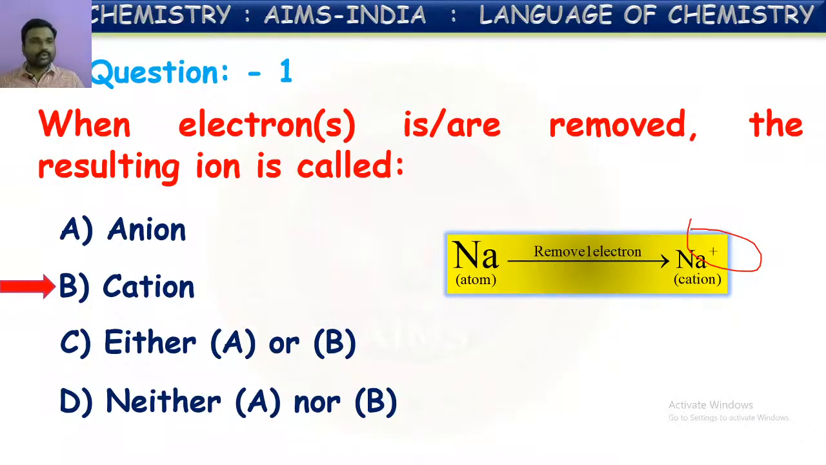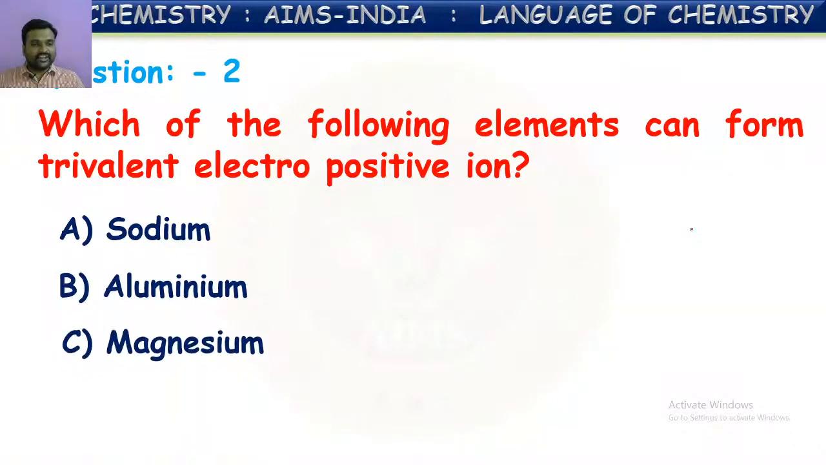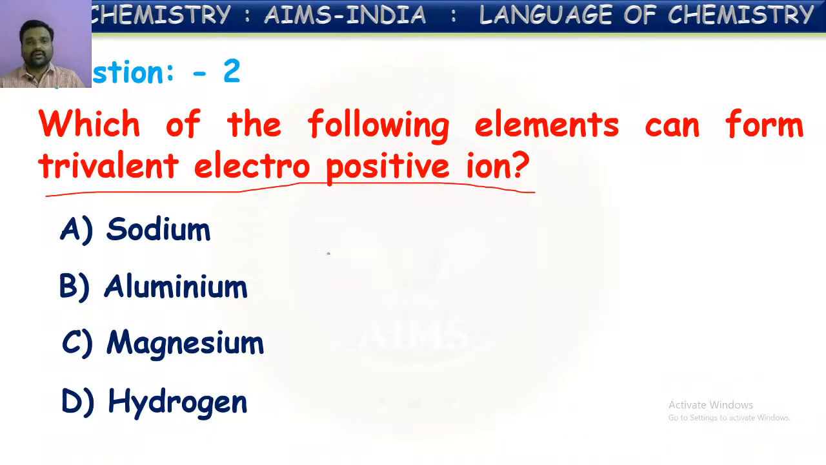Fine. Let us go to the second question. Which of the following elements can form trivalent electropositive ion? See, sodium, aluminium, magnesium, hydrogen. Out of these four elements, which can form trivalent electropositive ion? Let us say once again the name, trivalent electropositive ion. So it should form positive ion. Hence, it should be either hydrogen or a metal.